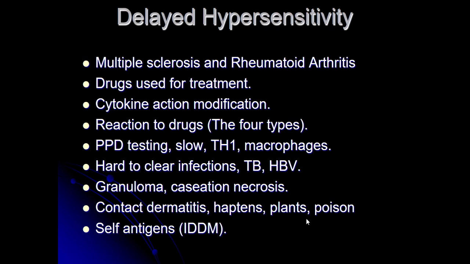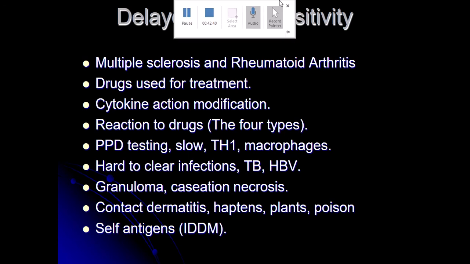Certain types of plants like poison ivy, for example, it's a delayed type hypersensitivity reaction. And then we need to talk about the self antigens here, like the insulin dependent diabetes mellitus, and here the immune mechanisms involved that will lead to the destruction of the beta Langerhans cells of the pancreas.